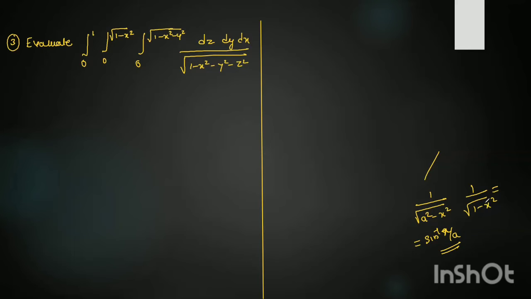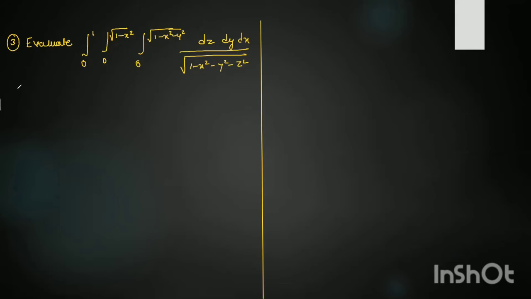But how will it become a square? There is nothing, you just need to rewrite this denominator. It's very simple, you just have to rewrite this. See, how can we rewrite this?